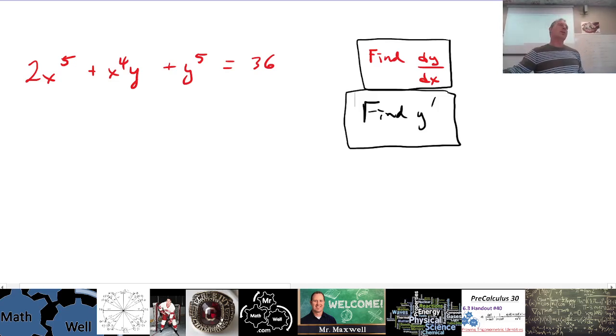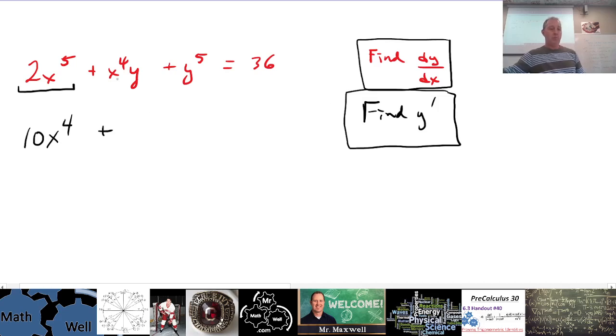So when we're doing this, take each term separately. This term right here is the first one we're going to tackle, and it's only in terms of x. So this is easy, just like we've always done. 5 times 2 is 10, so I'll just write 10. x to the 5 minus 1 is 4. Done.